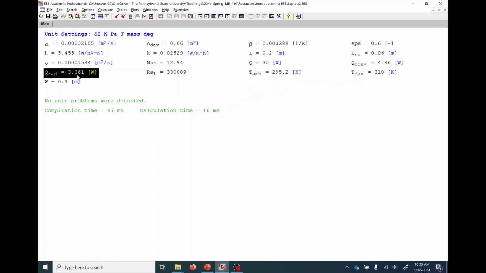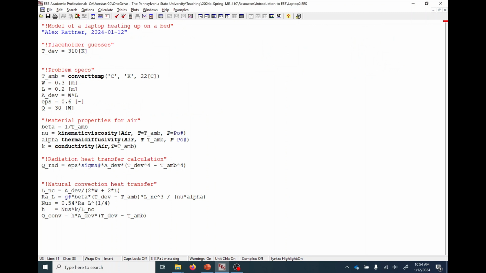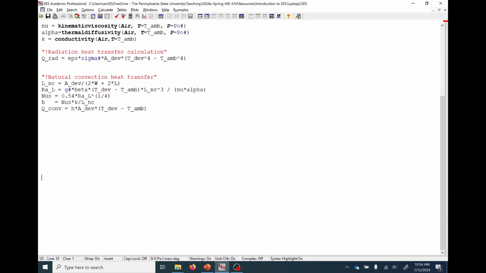If we were doing this by hand, what we could do is recognize that the sum of these two heat transfer rates is less than the total Q, and they should be equal. And we know that Q convection and Q radiation will go up as we increase the temperature of the device. So we could just keep increasing this guess value for T dev until these two add up to equal 30 watts, and we would have an answer. And EES essentially can do that for us with a built-in iterative solve.